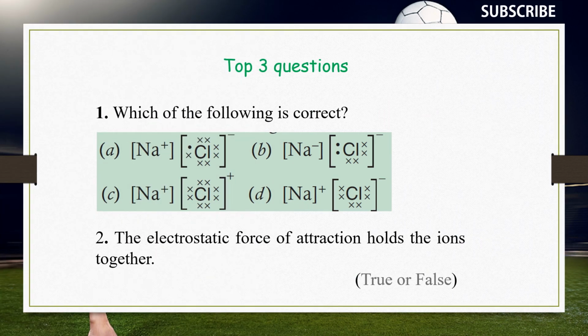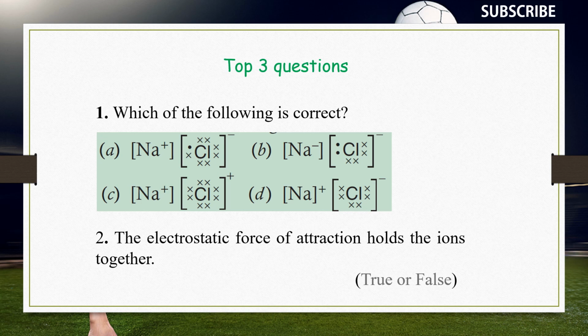During ionic bonding, there is transfer of electrons from the metal to the non-metal, forming opposite ions, and these ions come together due to the attractive forces caused by the opposite charges. That's all about ionic bonding.